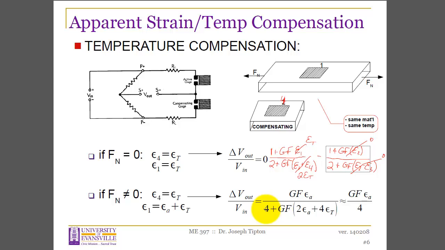So I have 4.000008, let's say. Well, for all intents and purposes, that's just 4. So the only thing that really comes out is the axial induced strain in this case. We have compensated for the temperature. It's been subtracted out through the Wheatstone bridge. So my change in voltage output is now effectively related to the mechanical strain only, not the temperature-induced strain.